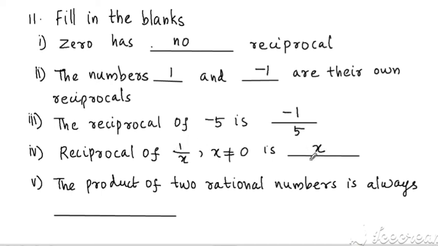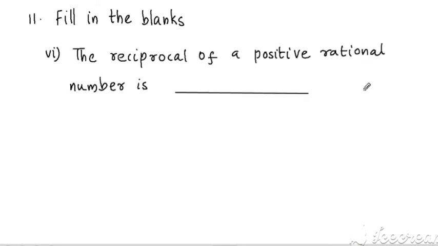Then the fifth one is, the product of two rational numbers is always a rational number. That is the closure property. Sum, product, difference and quotient, they are also rational numbers. Then the last problem is the reciprocal of a positive rational number. You can take any positive rational number to verify this. If you take 5 by 7, that is a positive rational number, so its reciprocal is 7 by 5 and we know that 7 by 5 is also positive. Hence the reciprocal of a positive rational number is always positive.